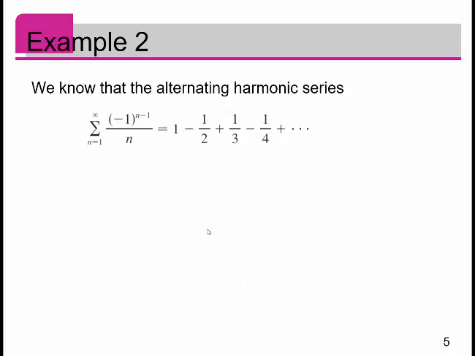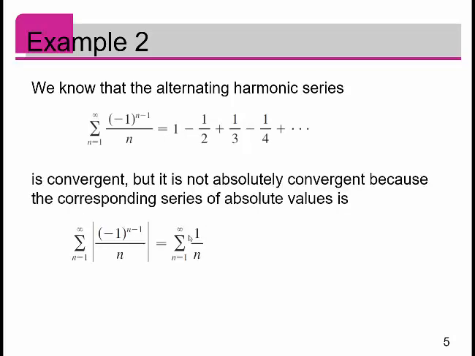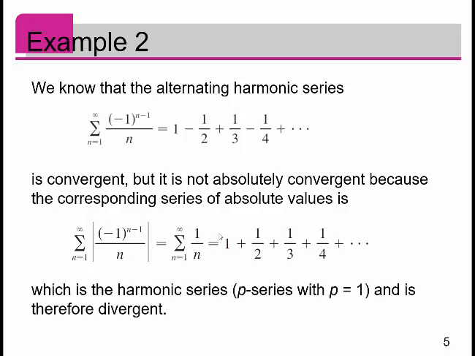All right, let's look at this one. We know that the alternating harmonic series, the sum of (-1)^(n-1) divided by n, which is equal to this when you expand it out, is convergent. But here's the thing, it is not absolutely convergent, because if you take the absolute values of the corresponding series, you just get the sum of 1 over n, which is a harmonic series, or a p series with p equal to 1, and is therefore divergent. So you can be convergent, but not absolutely convergent.